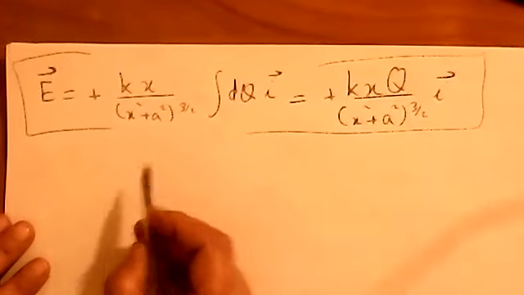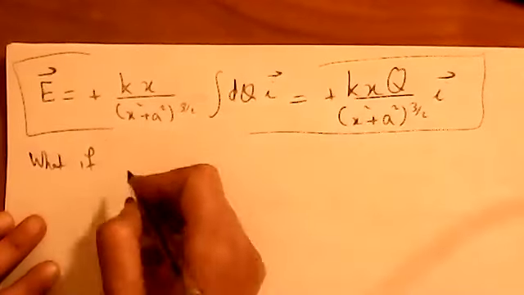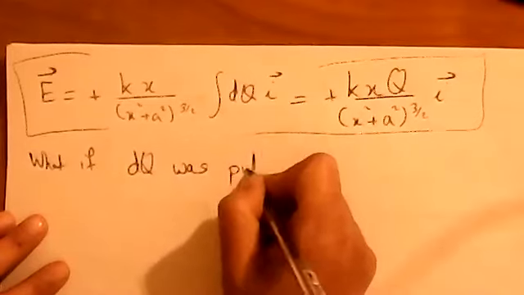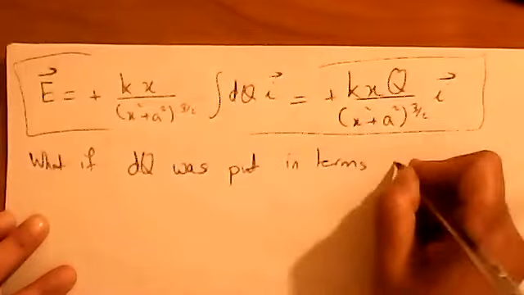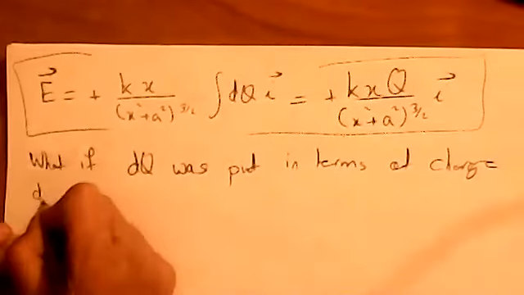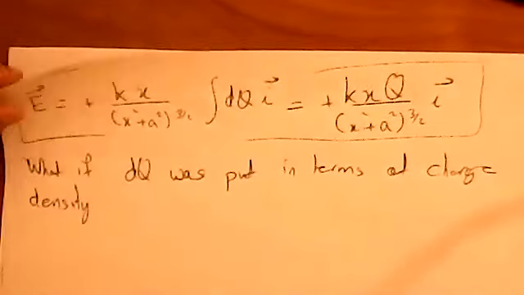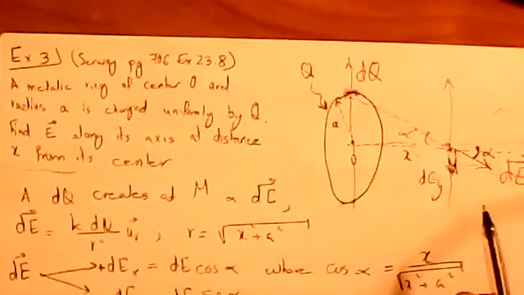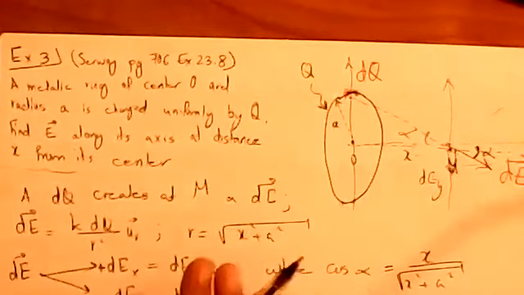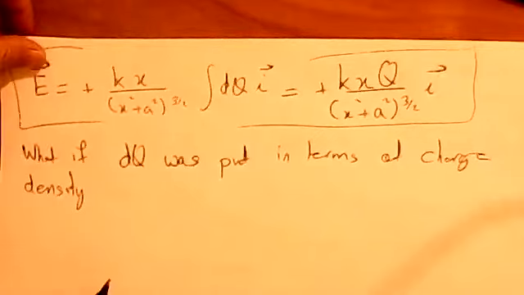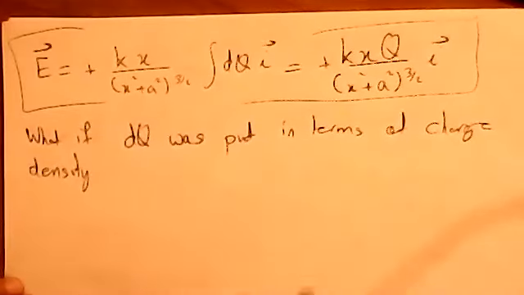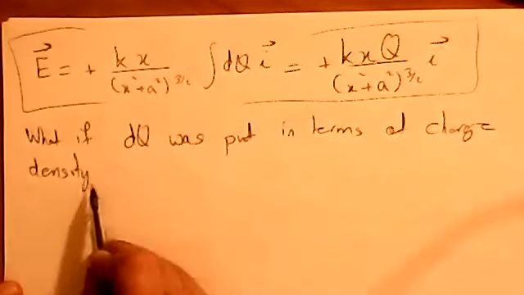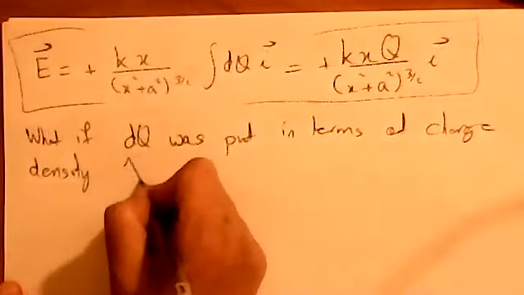Now what if dq was put in terms of the charge density? From the start I looked at this figure and said this is a continuous distribution over a length, so I divide it into dq's and put dq in terms of charge density. Which charge density would it be? Is it rho? No, because it is over a line and circular. Is it sigma? No, again, I'm saying linear and circular. So what if dq was put in terms of the charge density, which is lambda.